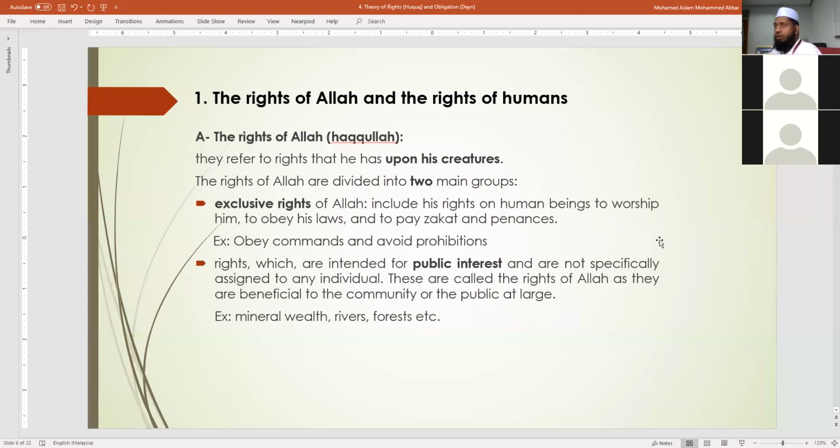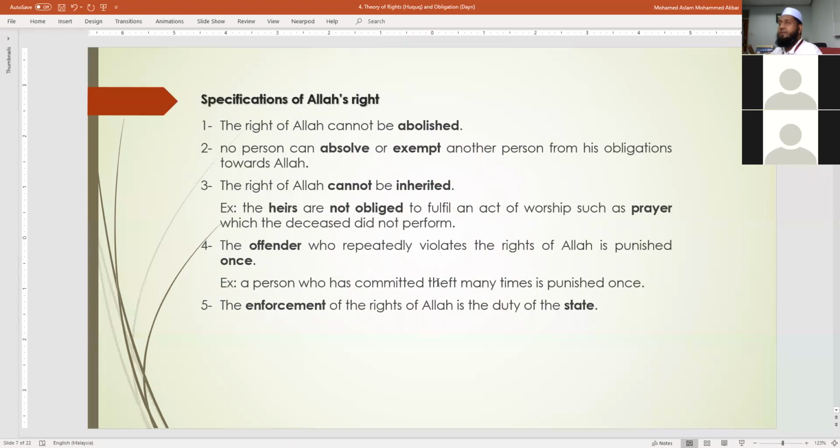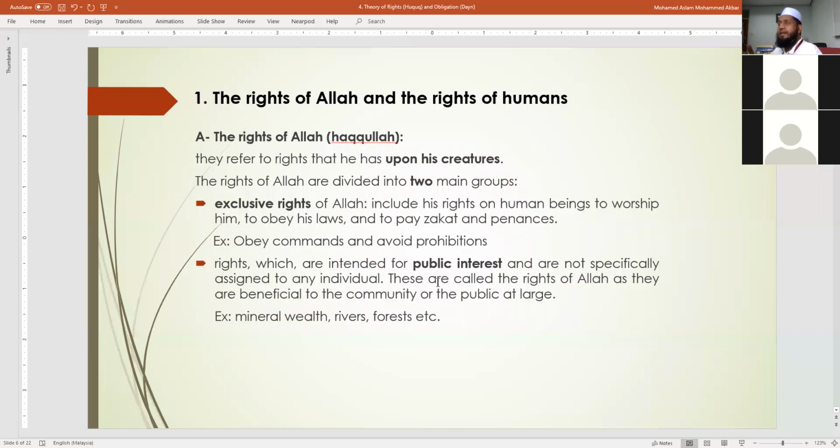First one, Haqqullah. It refers to the rights that He has upon His creatures. The rights of Allah are divided into two main groups: exclusive rights, and then the other group. Exclusive rights include His right on human beings to worship Him, to obey His laws, and to pay zakat and penances. Meaning whatever Allah subhanahu wa ta'ala says, obey the commands and avoid the prohibitions.